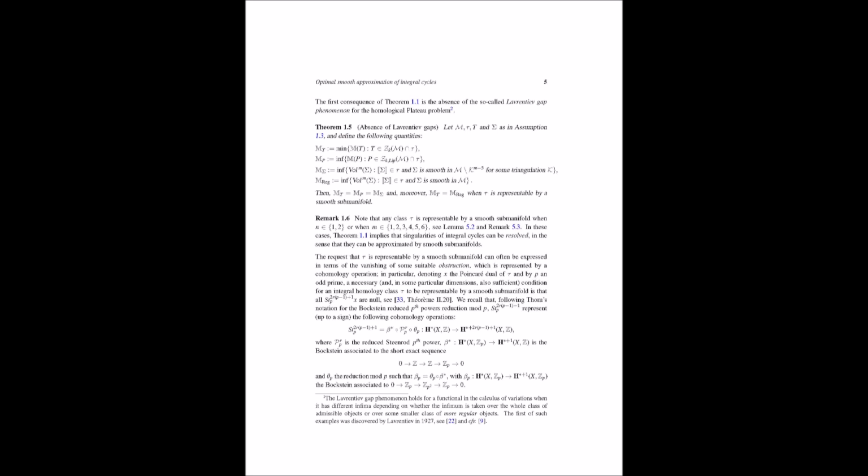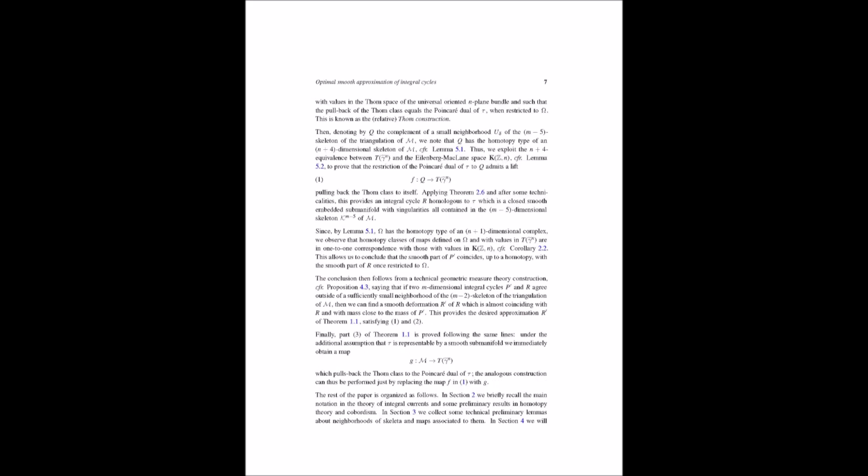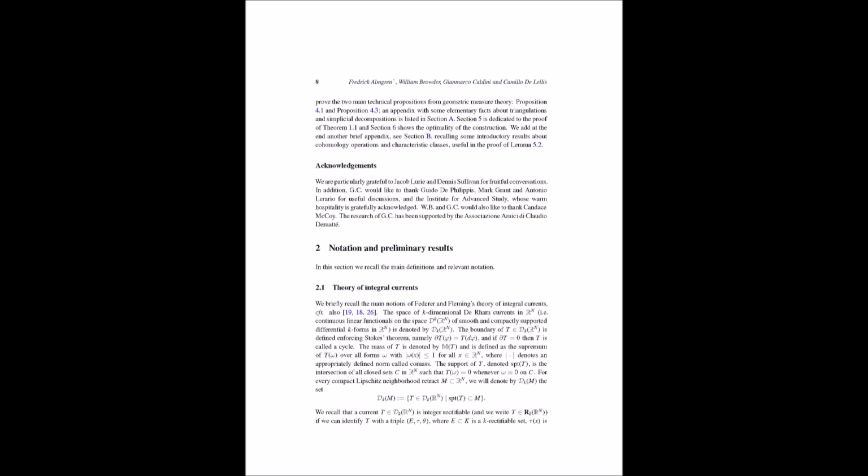Don't forget the flat norm. It gives us a way to measure the distance between two currents. And that takes into account both their geometric shape and their boundaries. Precisely. Okay. So we've got our integral currents defined. Now, in section 2.2, it's a whirlwind tour of homotopy theory and cobordism. Setting the stage for understanding those unavoidable singularities. And, of course, for constructing the smooth approximations.